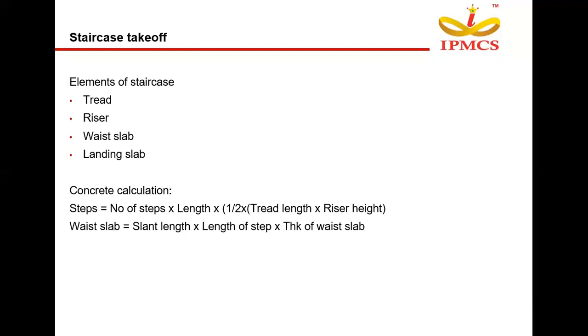So the concrete formula I'm going to adopt in Costex is, for steps, concrete is equal to number of steps for one floor multiplied by length of one step multiplied by half into tread length into riser height. The same way for waist slab concrete calculation, I will take the slant length multiplied by length of the step multiplied by thickness of waist slab, which gives me my volume of concrete for waist slab. So let us see how to do this with the staircase drawing directly in Costex.